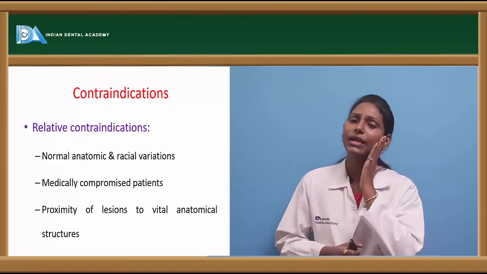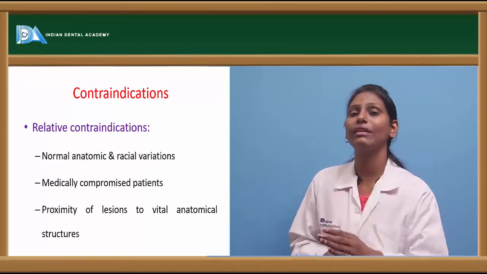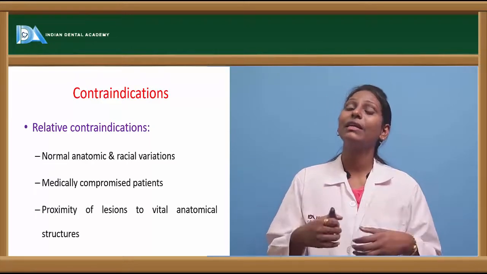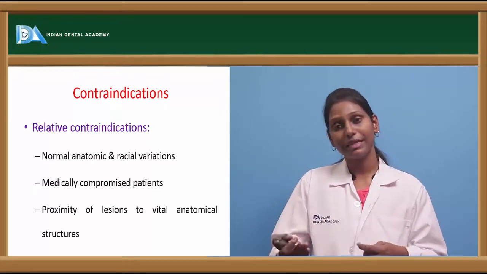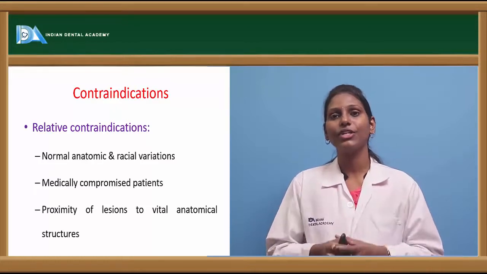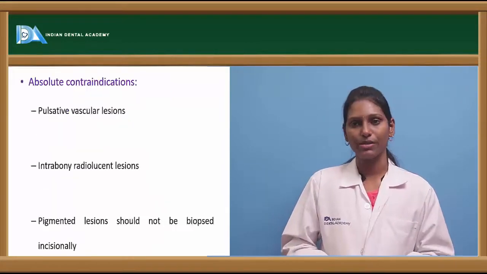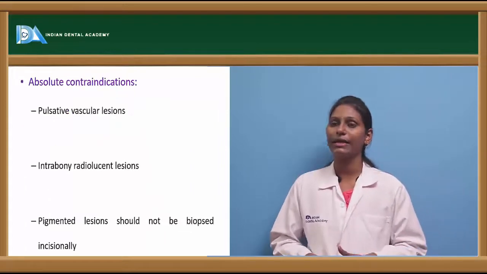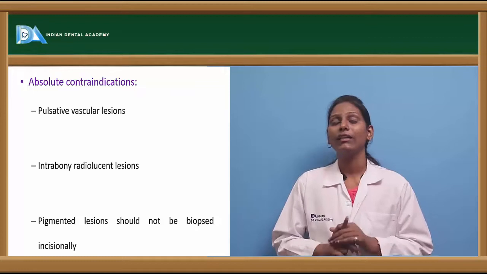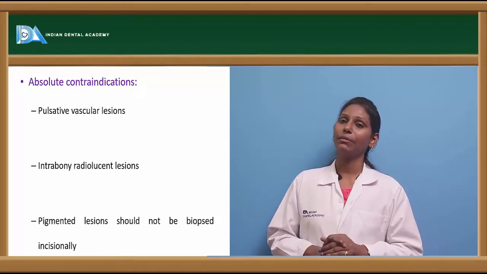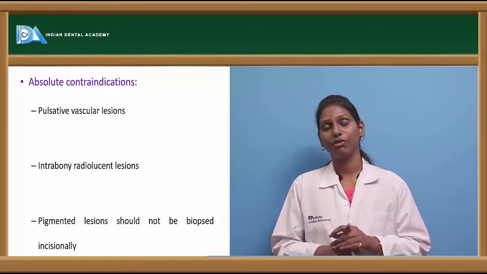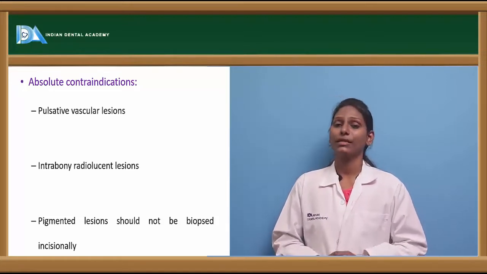And a related contraindication is if it is proximal to any vital anatomical structures. So in those cases also we will go ahead with a different procedure or different technique in taking biopsy to prevent any injury to the adjacent vital anatomical structures. So these are the relative contraindications, and absolute contraindications are any pulsatile vascular lesions, for example hemangioma or arteriovenous malformations. In those cases, do not perform biopsy unless you take an aspiration.